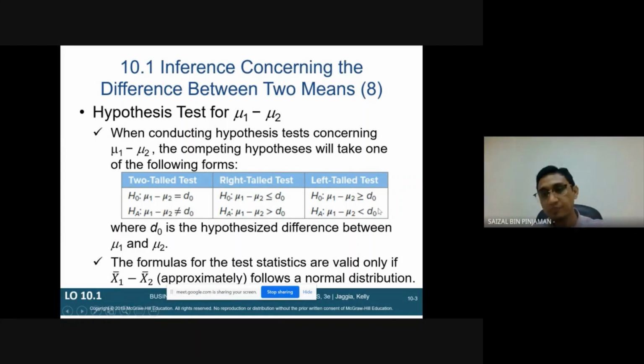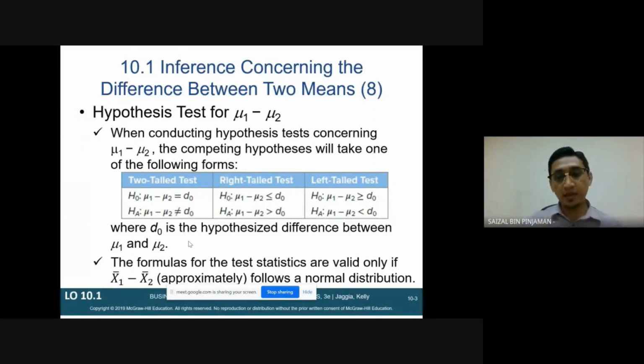But of course, in business statistics, we normally assume that this hypothesized difference is equal to 0. Okay. The subscript 0 is the hypothesized difference between mean for population 1 and mean for population 2. Remember, in two sample tests of hypothesis, we want to compare the information that you obtain from population 1 with population 2.